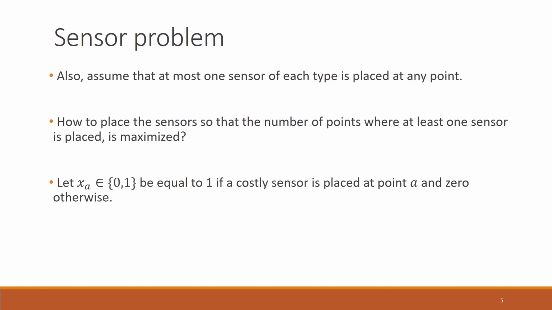One of the decision variables will be defined as XA, which will be a binary decision variable. It will take the value 1 if a costly sensor is placed at point A and 0 otherwise.